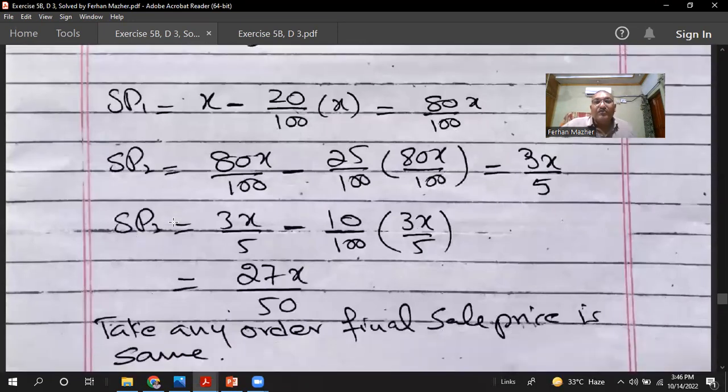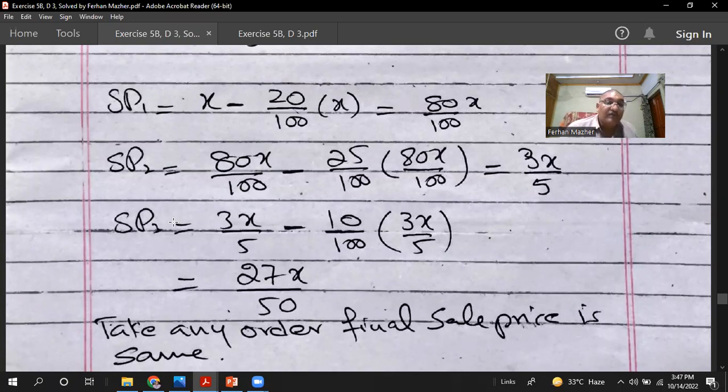Okay, now I'm going to rearrange further. So first of all, I'm going to give him 20% discount, then 25% discount, and at the last, I will give him 10% discount. Okay, so the sale price number one, if the price is X, so if you give 20% discount, it will be X minus 20% of the X. That will be 80X by 100. So 80X by 100, that is the sale price. So give him 25% further discount. So it will be 80X by 100 minus 25% of the 80X by 100. So its answer will be 3X by 5.